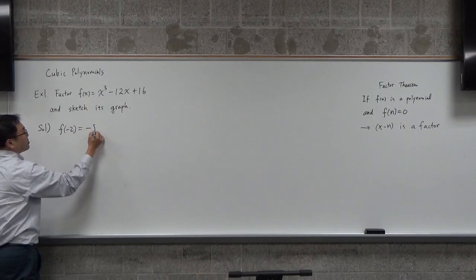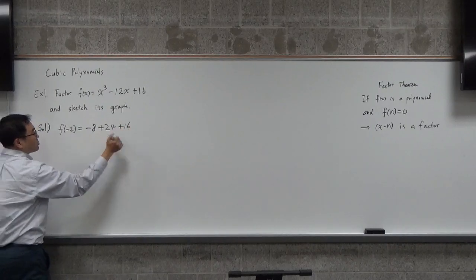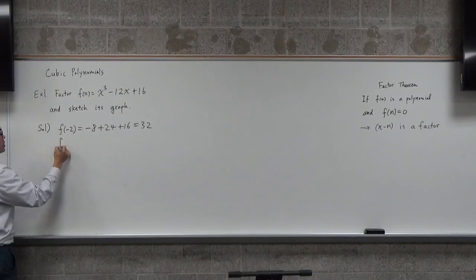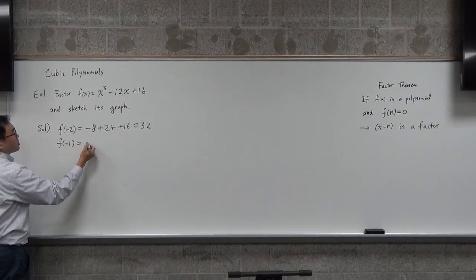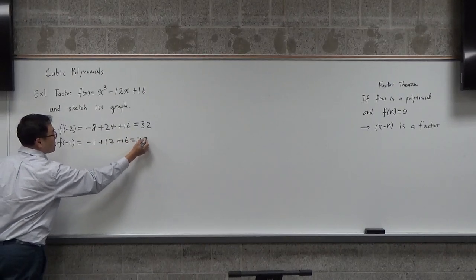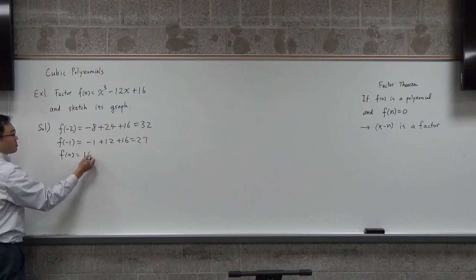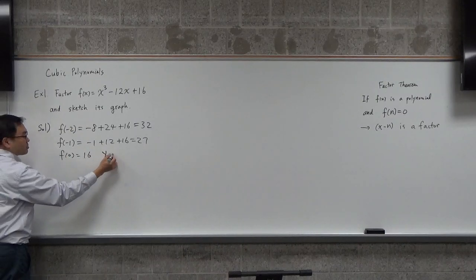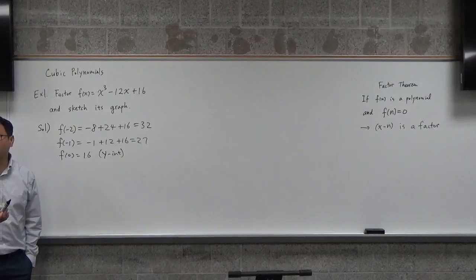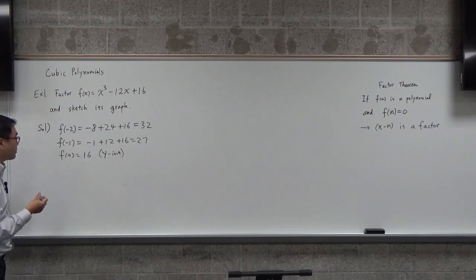It's -8 plus 24 plus 16. So you get 32. Let's also try -1. Gives you -1 plus 12 plus 16. You get 27. F of 0, of course, is not 0, but this is still meaningful because this is your y-intercept. Because if f of 0 is 16, that means (0, 16) is a point on the graph, right?